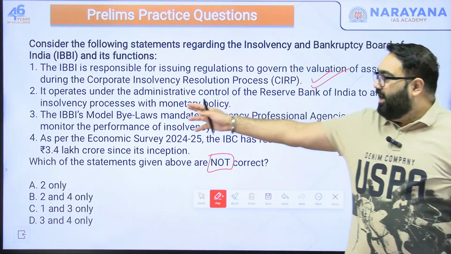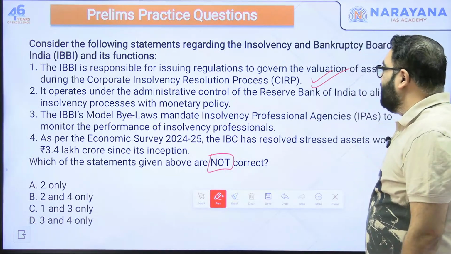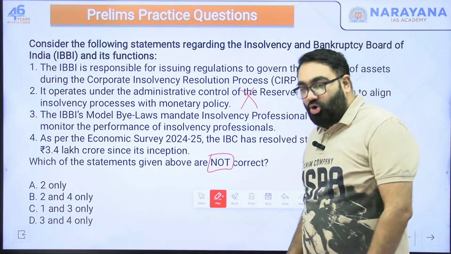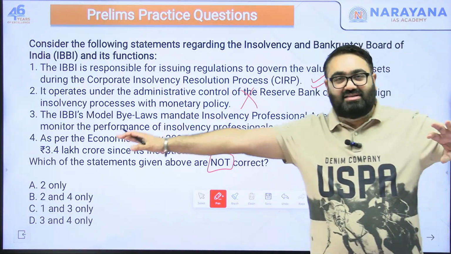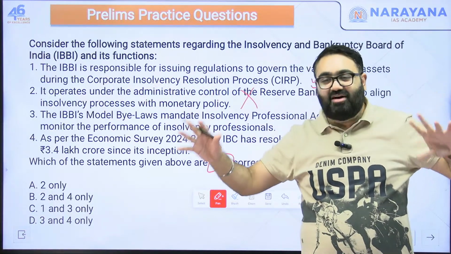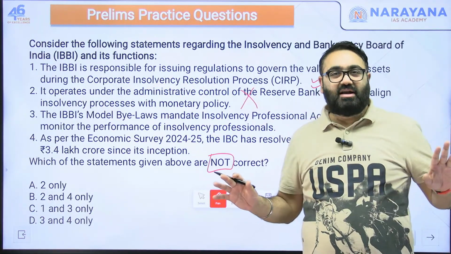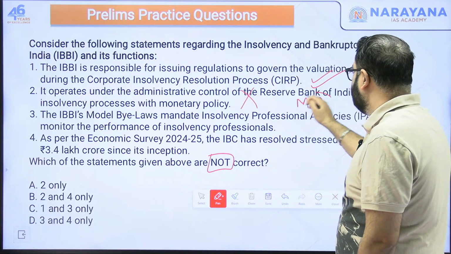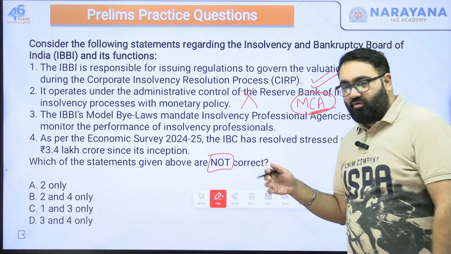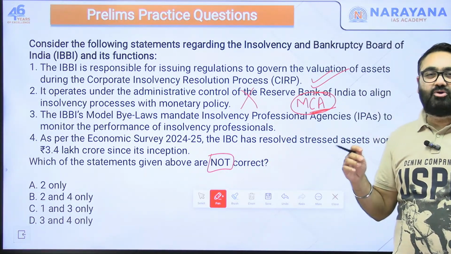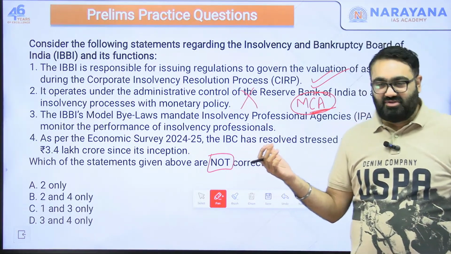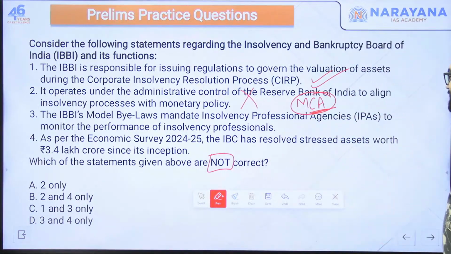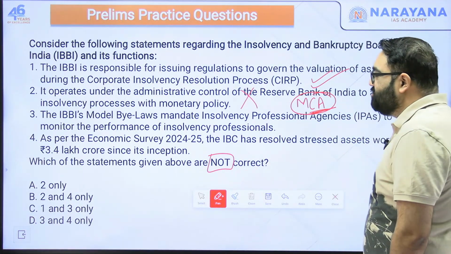First is correct. Number 2. It operates under the administrative control of RBI to align the insolvency process with monetary policy. Absolutely no. There is no connection between monetary policy and insolvency policy. These are just two heavy keywords written there to confuse you. It doesn't really happen like that. It is under the control of the Ministry of Corporate Affairs. So MCA, or the Ministry of Corporate Affairs as you call it, is the ministry that oversees this entire insolvency bankruptcy process. Number 3. IBBI's model bylaws mandate insolvency professional agencies to monitor the performance of insolvency professionals.